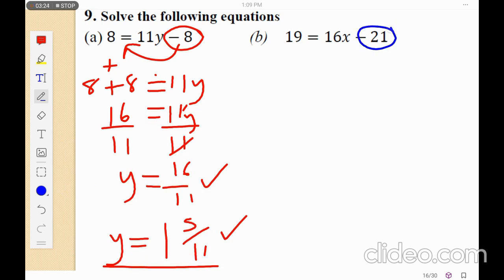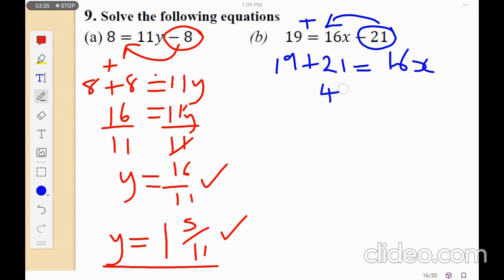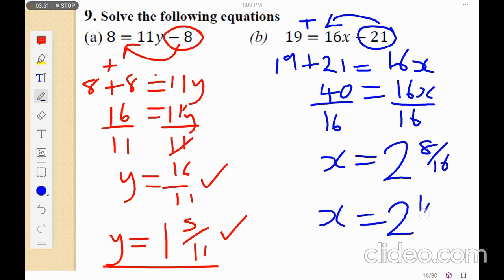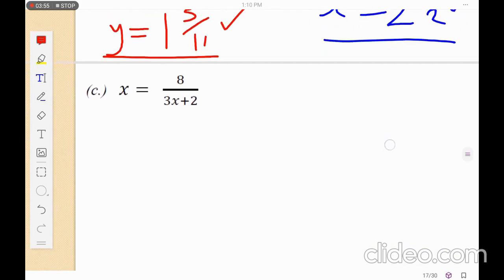This one, we can move this one to this side, it becomes a plus. We have 19 plus 21 is equal to 16x. 19 plus 21, we get a 40 there. This is equal to 16x. Divide by 16, divide by 16. Our x becomes 2 and 8 over 16. This is the same as x is equal to 2.5. Okay, so that's the value of our x there. Let's move on to the next one.